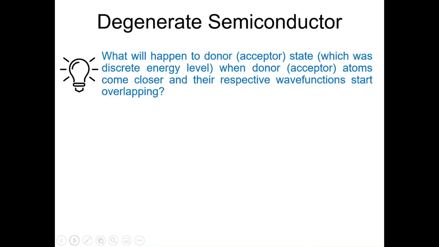Now, what happens to the donor state, which was that discrete energy level, when the donor atoms come closer and their respective wave functions start overlapping? That's the scenario called a degenerate state. So when two donor atoms, let's say one phosphorus and another phosphorus, get closer, their wave functions will overlap. And if their wave functions overlap, that's the scenario you call degenerate doping, right?